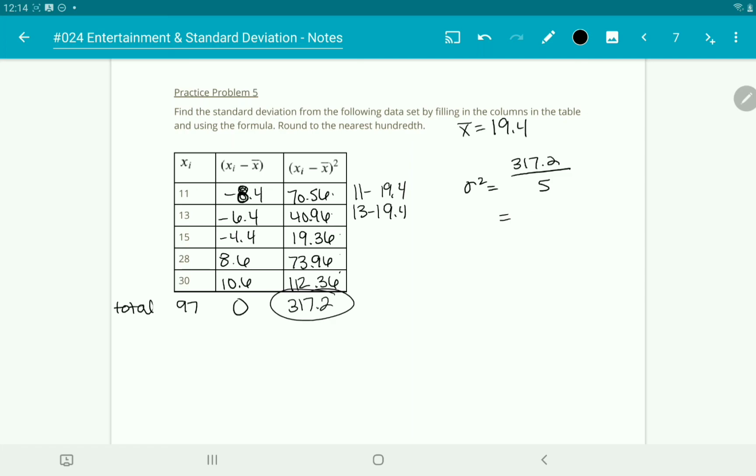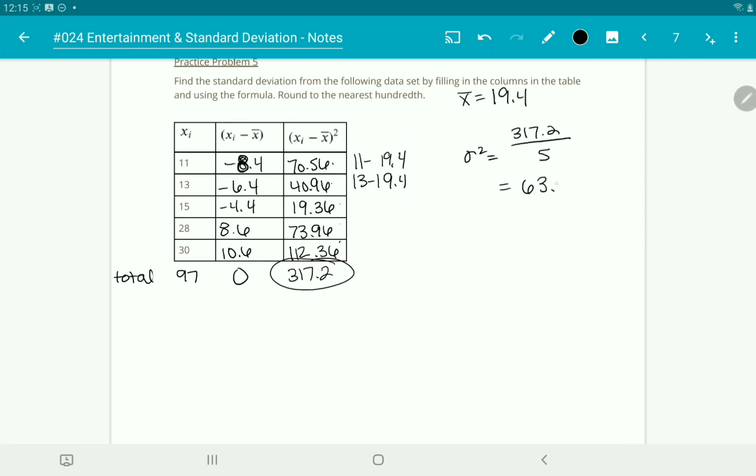Let's type it in a calculator. 317.2 divided by 5. We're going to get 63.44. Okay, so if we know that sigma squared is 63.44, in order to find sigma, small sigma, in order to find the standard deviation, we're just going to take the square root of both sides. So the square cancels out with the square root, giving us sigma. Square root of 63.44, you can type into a calculator, gives you 7.96.